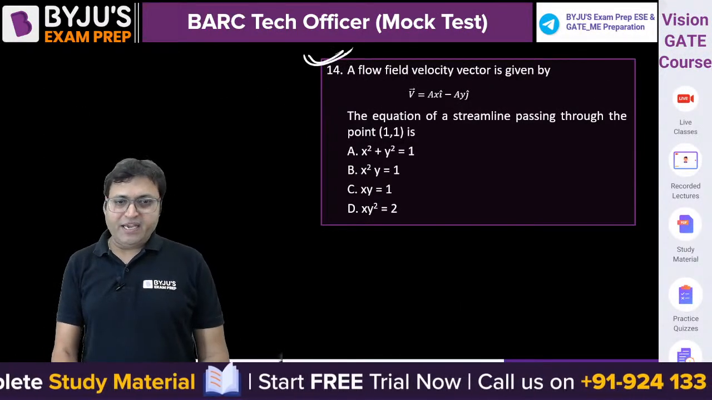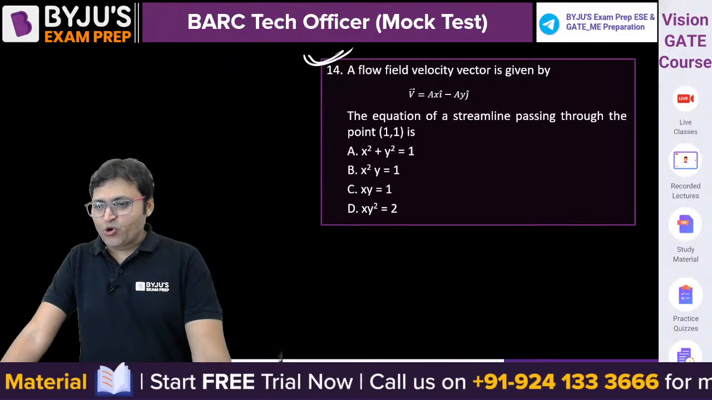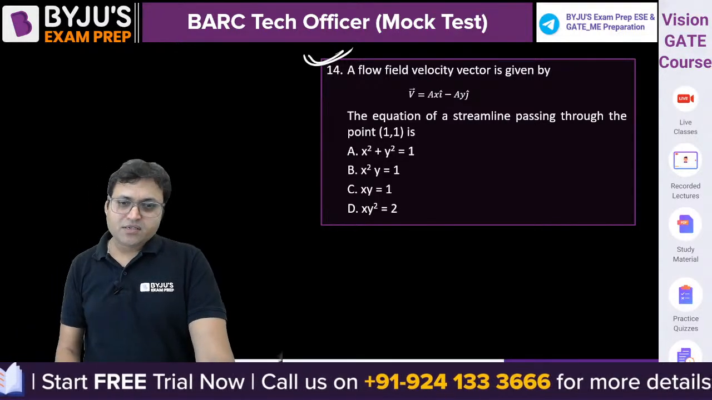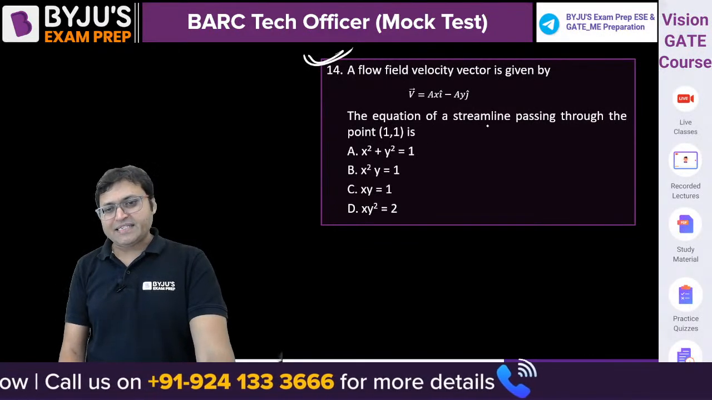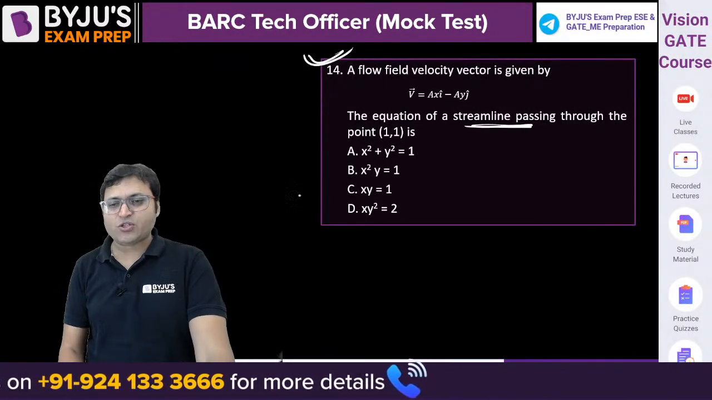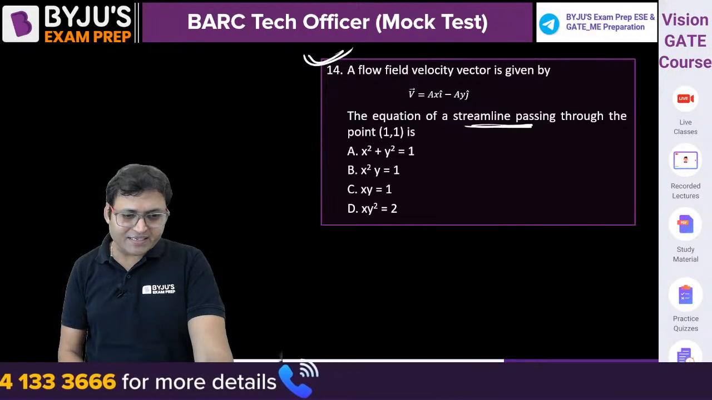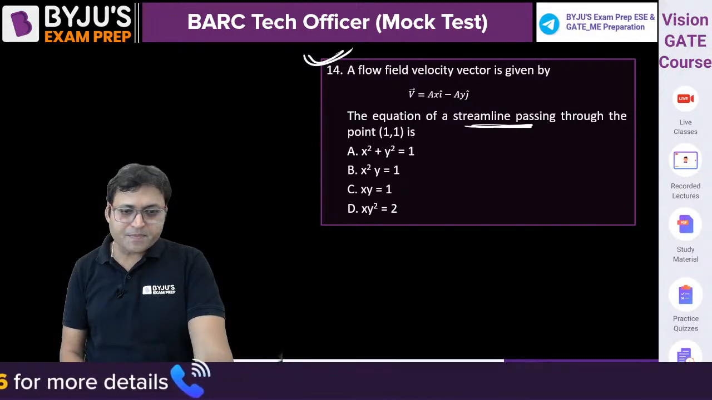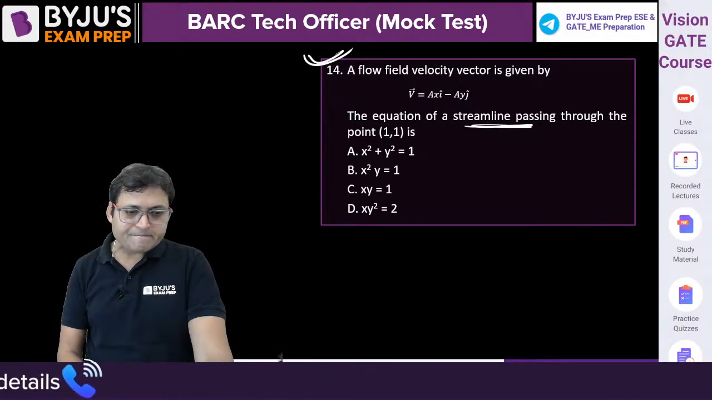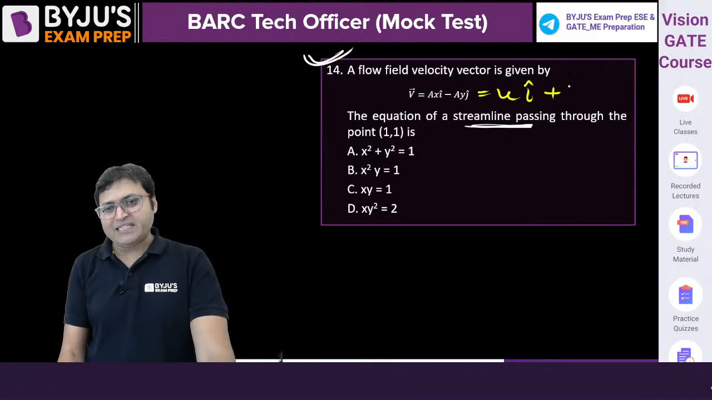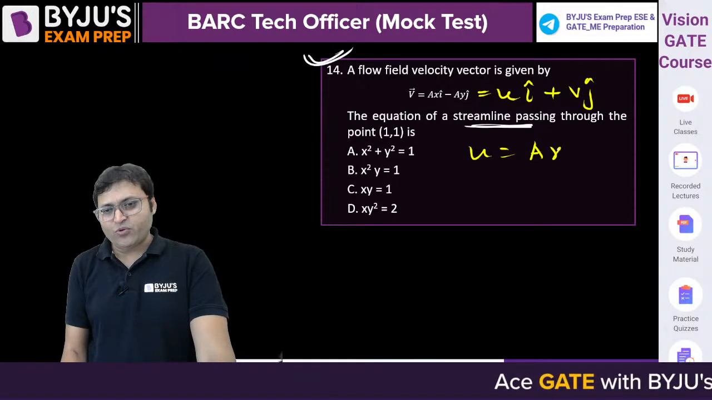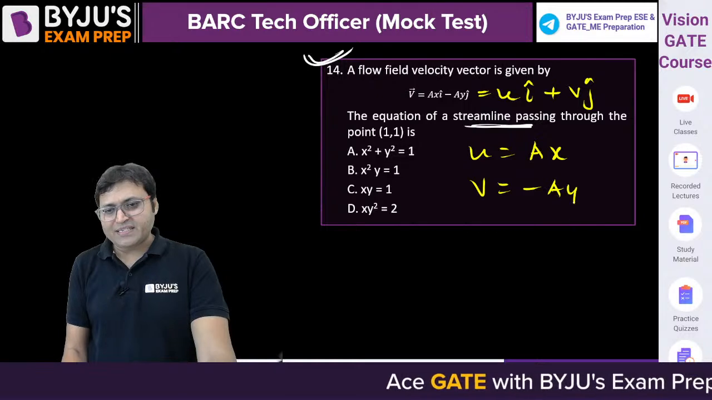Question number 14. Few more questions. Yes, everybody please give it a try. This is simple. The equation of the streamline passing through the point 1, 1. Can you compare it with the general velocity profile? Then u is equal to ax, v is equal to minus ay.